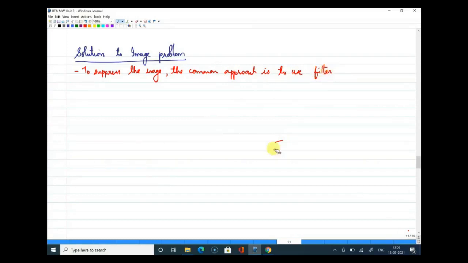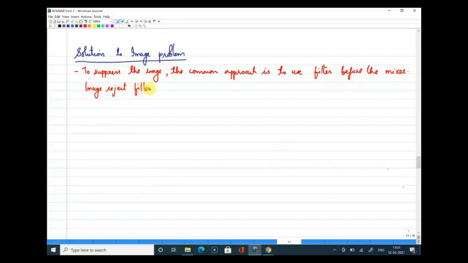Where to use the filter? The filter should be employed just before the mixer. Filter before the mixer. And since the main intention of introducing this filter is to reject images, or to remove images, we call such filters image reject filters.